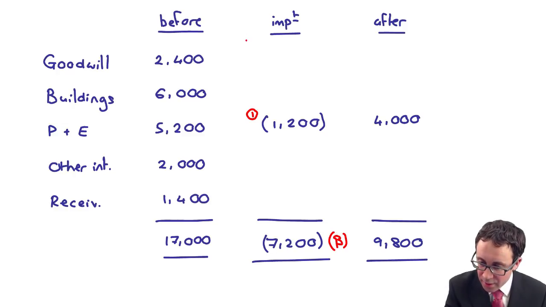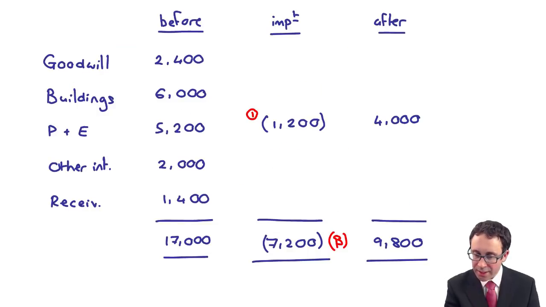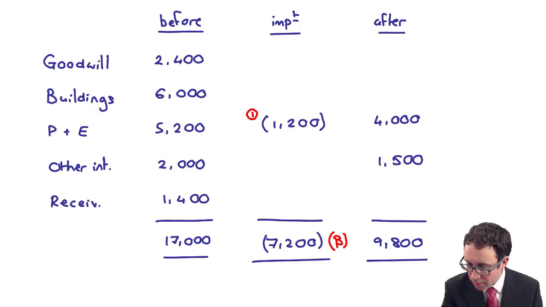Step two is to then apply it to the goodwill. But be careful, just note there's another one in there. We're also told that the other intangibles consist of a license to operate Sharon's plant and equipment. Because we've scrapped some of that plant and equipment, we received an offer to purchase the patent for 1.5 million. So the other intangibles we are now being told are worth 1.5 million.